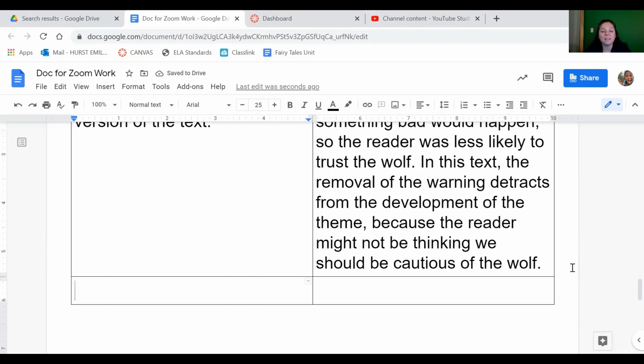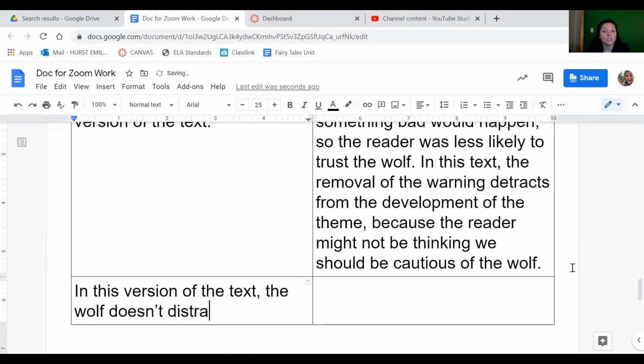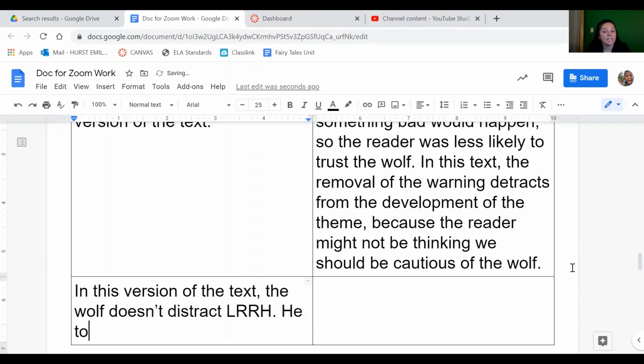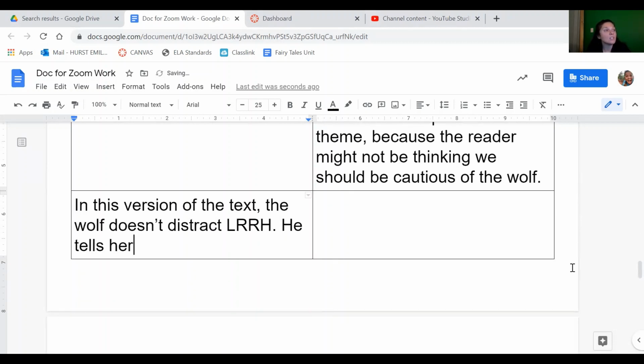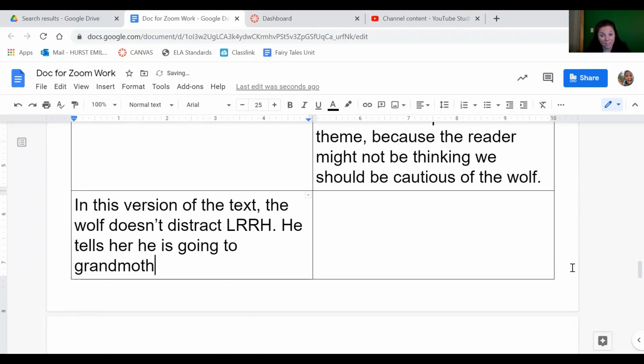All right, so the next one I noticed is that in this version of the text, the wolf doesn't distract Little Red Riding Hood. He tells her he is going to grandmother's house, whereas in the last one he didn't. So again, I've got the texts.